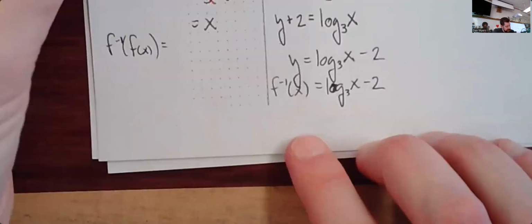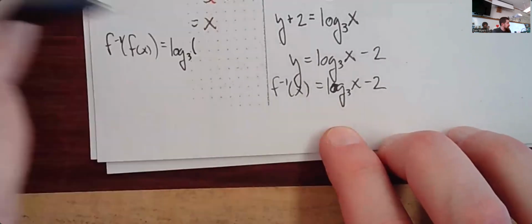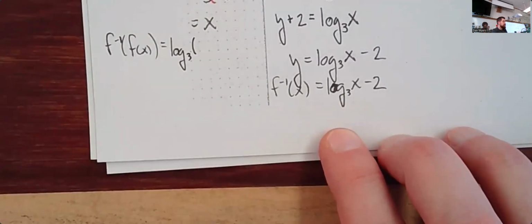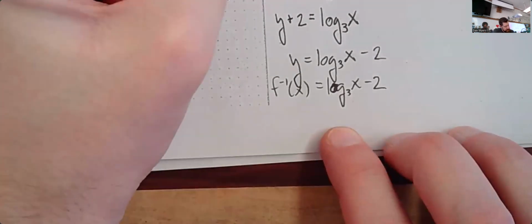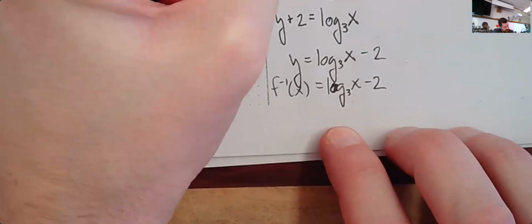So we're going to start with log base 3. And then we're going to open up a set of parentheses. And instead of x, we're going to replace it with the original function, which was 3 to the x plus 2. And then we're going to write the minus 2 after that.